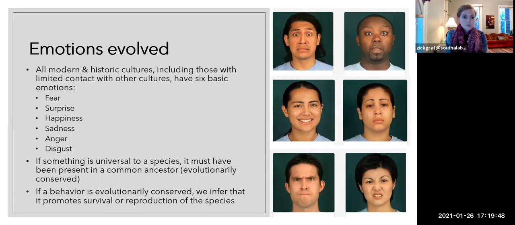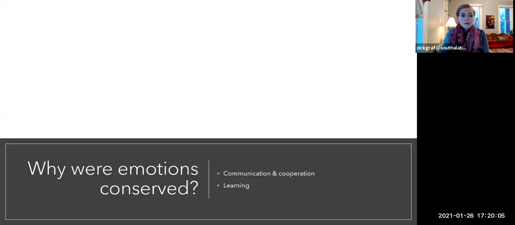So if something is universal, it must have been present in a common ancestor, which means it's evolutionarily conserved. And if a behavior is evolutionarily conserved, we infer that it must have benefited survival or reproduction of a species at some point in their environment of evolutionary adaptation. So why were emotions conserved for people?